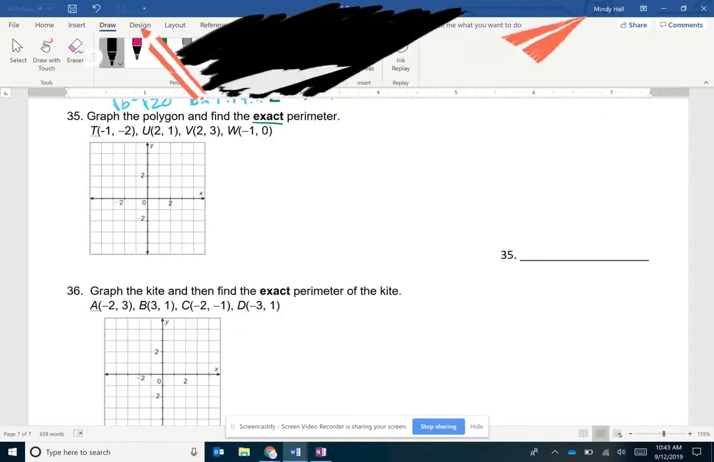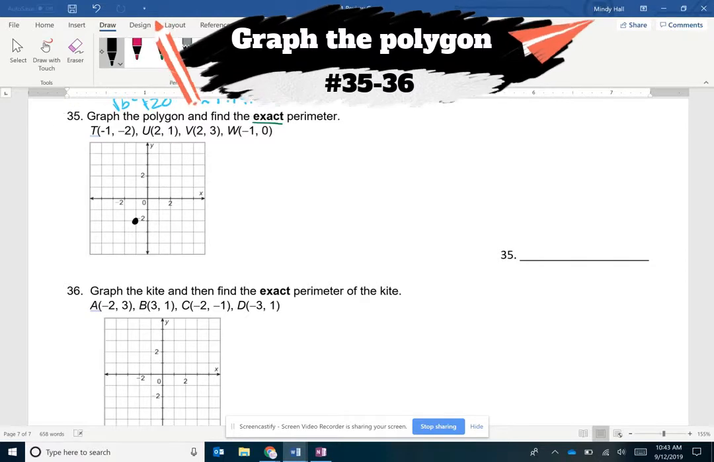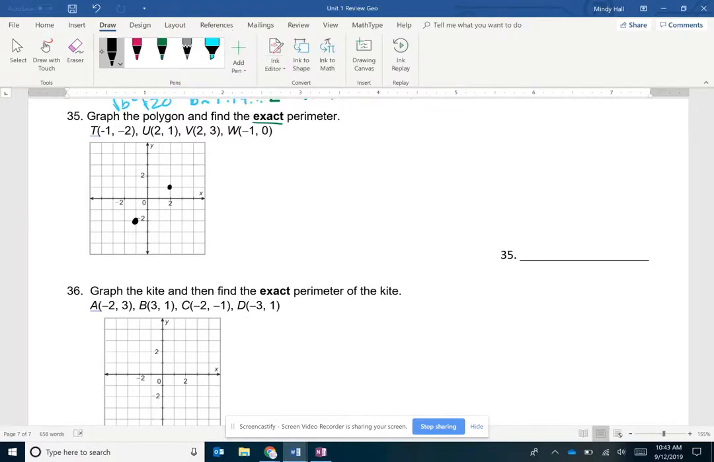These points, so we have -1, -2, 2, 1, 2, 3, and -1, 0. Oh man, I cannot draw these lines straight. Oh my goodness, I don't know what my problem is. It's okay, I guess. All right, I tried.